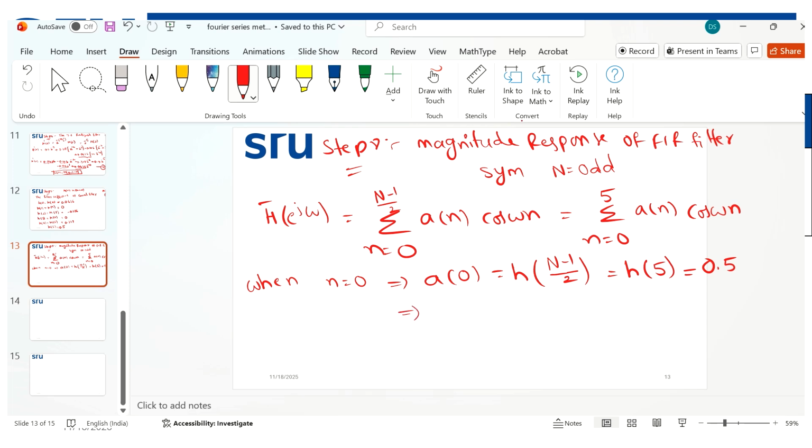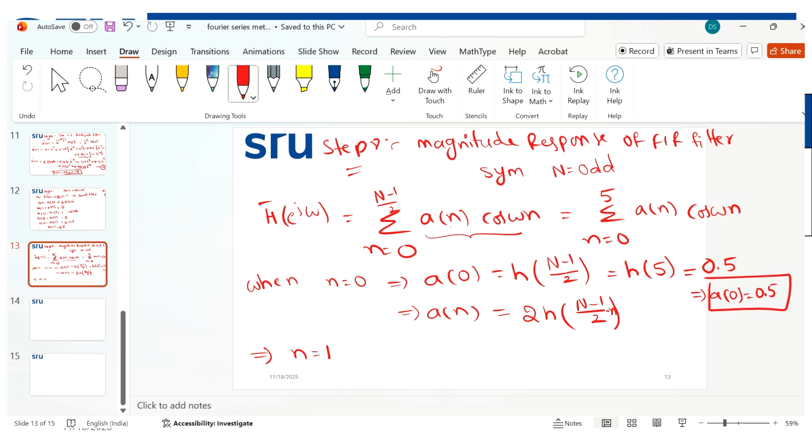Now in order to find a of n, in the formula we have a of n. If I substitute n equal to 0, I will get a of 0. So we have a separate formula for a of 0. For finding a of n, a of n is equal to 2 into h of (N minus 1) by 2 minus n. Now again substitute n value. Already we have found that a of 0 is equal to 0.5. Now substitute n value between 1 to 5.